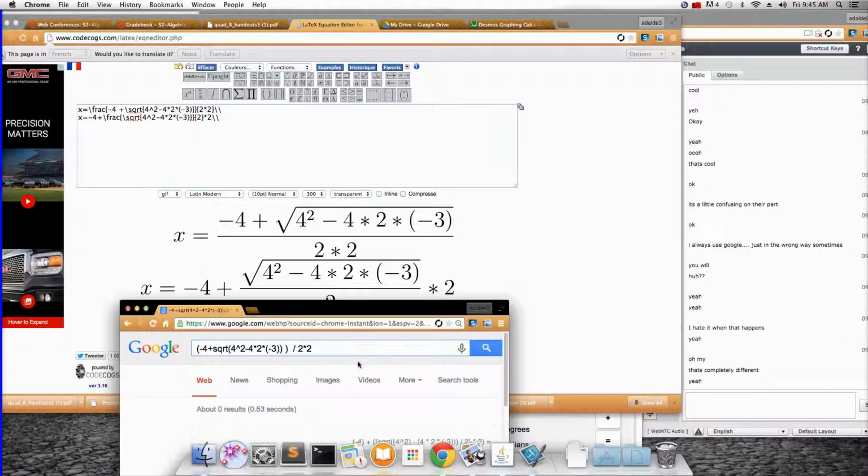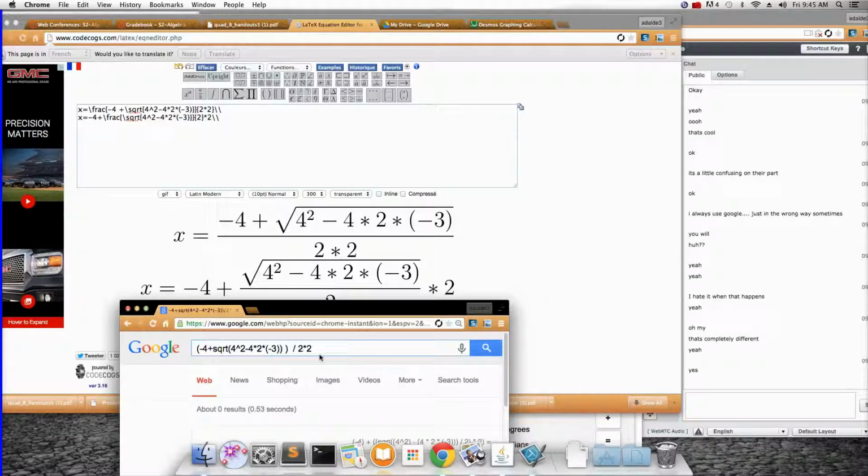And then if I take that whole number and I divide by 2 and times by 2, that won't work. So I have to put a parentheses around the denominator as well, to kind of keep them separate. Does that make more sense to you?